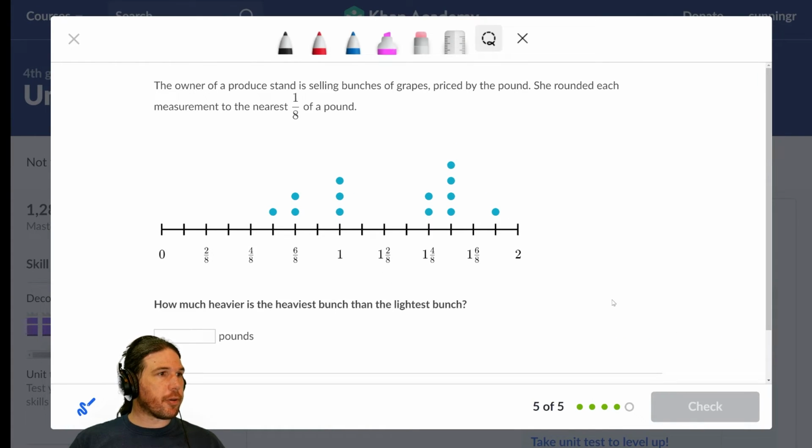The owner of a produce stand is selling bunches of grapes priced by the pound. She rounded each measurement to the nearest 1/8 of a pound. How much heavier is the heaviest bunch than the lightest bunch?